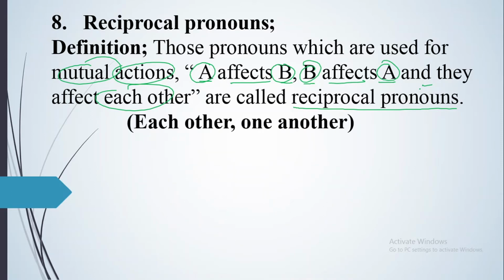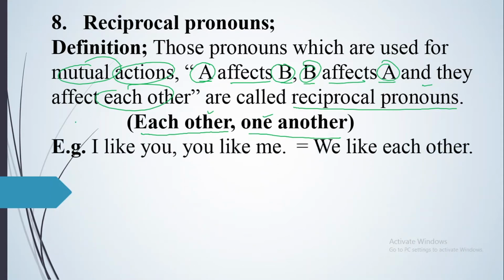Now the reciprocal pronouns are two in number. One is each other, one is one another. So each other and one another have the same meaning. Clear? Now I will give you an example for that. If I say, I like you, you like me. Now this is what: A affects B and B is affecting A. Instead of saying that much long sentence, why should we not say we like each other? So you will be using the reciprocal pronoun each other in order to remove A from B and B to A. So you will simply say we like each other.